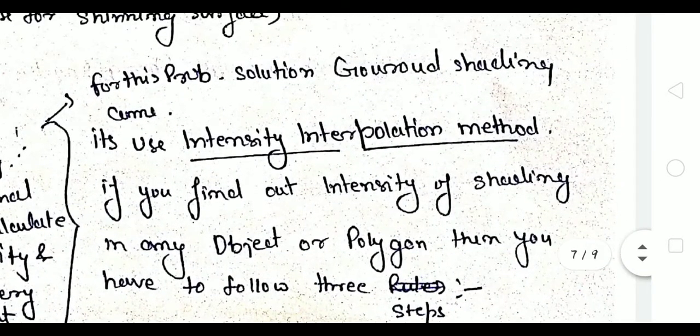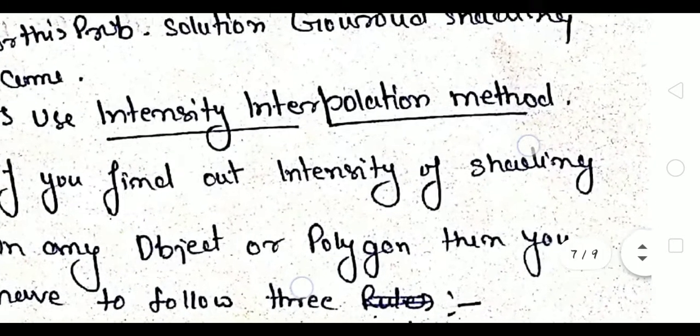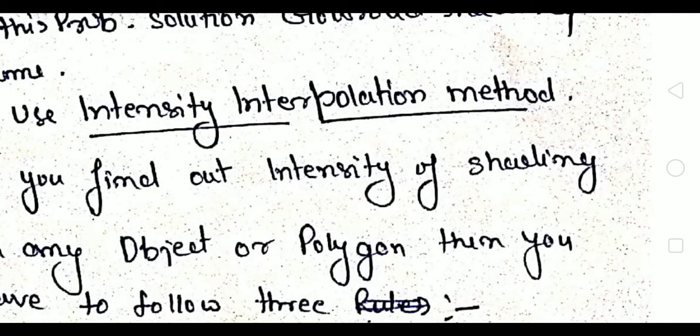To solve this problem in Gouraud shading, we use the intensity interpolation method. What is the intensity interpolation method? If one surface has a line with two endpoints, p1 and p2, then between p1 and p2 you can find the value at any point. This is called the interpolation method. I hope you remember, we will discuss this interpolation in the curve part. Anyway, this is called the intensity interpolation method.